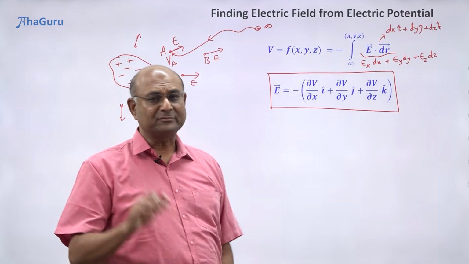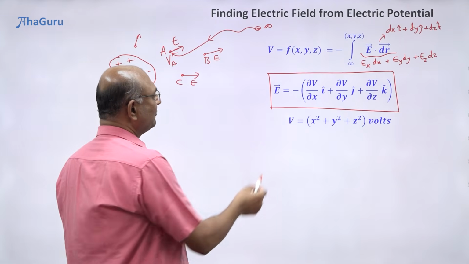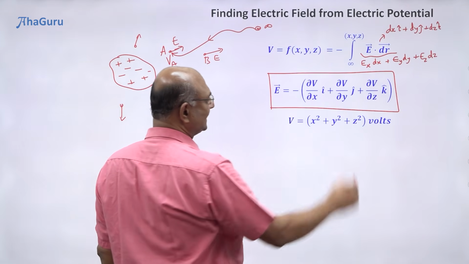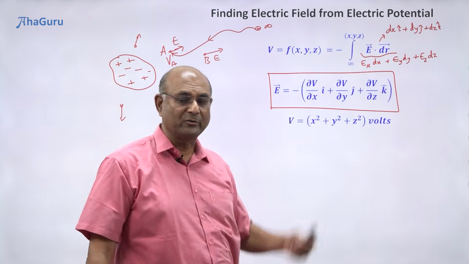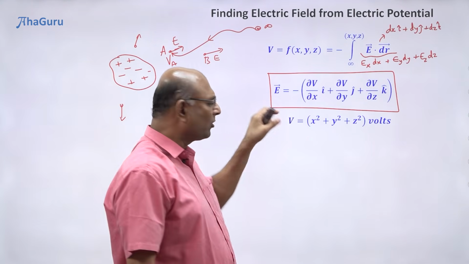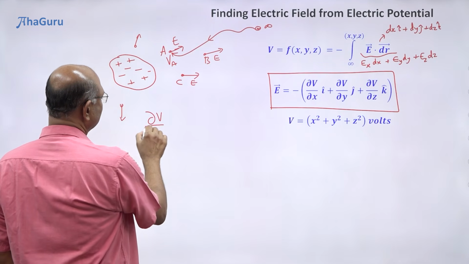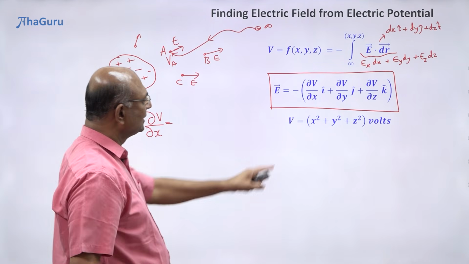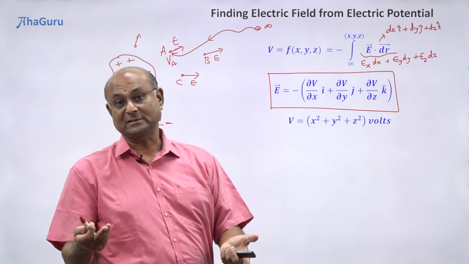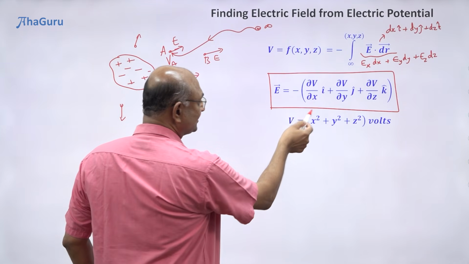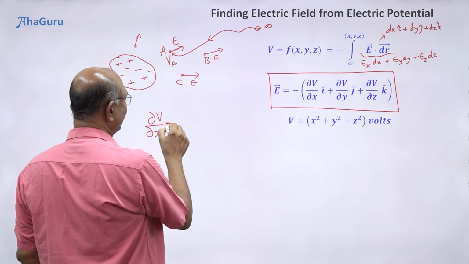Now, using this is very simple. For example, I gave you V is x square plus y square plus z square. Okay, in volts, obviously units will be volts. What will be dou v by dou x? This is partial derivative. So you keep y and z constant. Differentiating constant is 0. So you have to just differentiate x square. So what is x square differentiation? 2x.